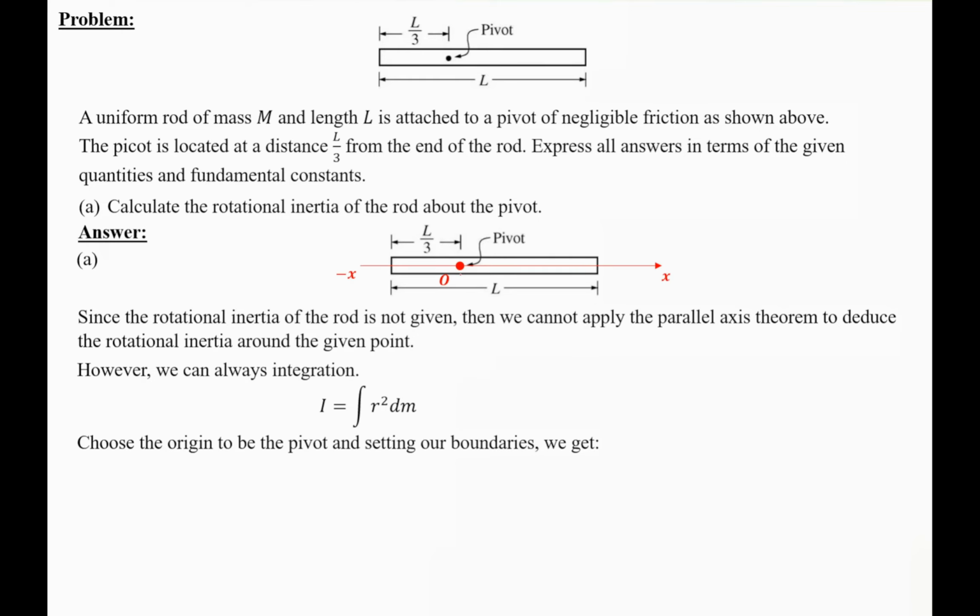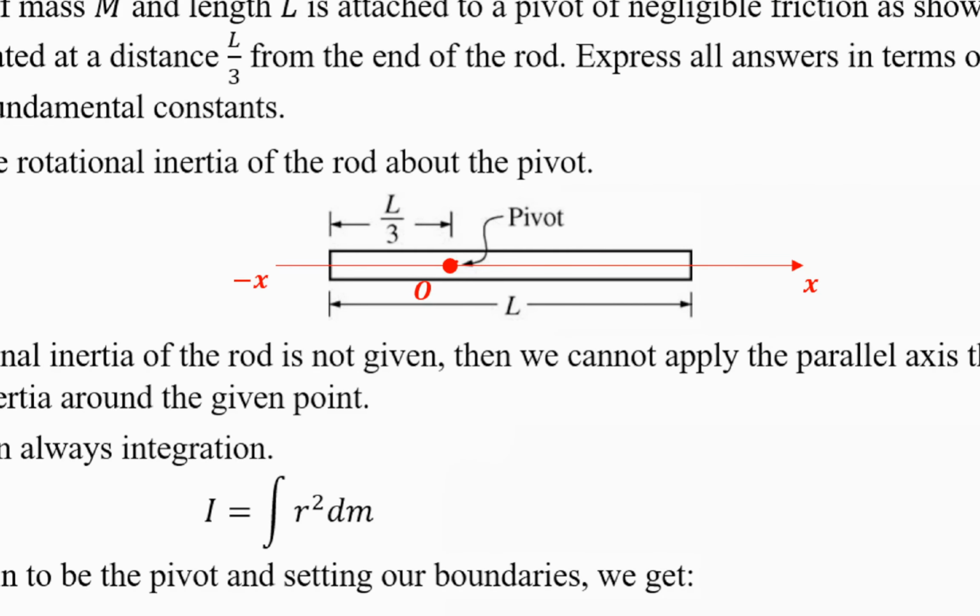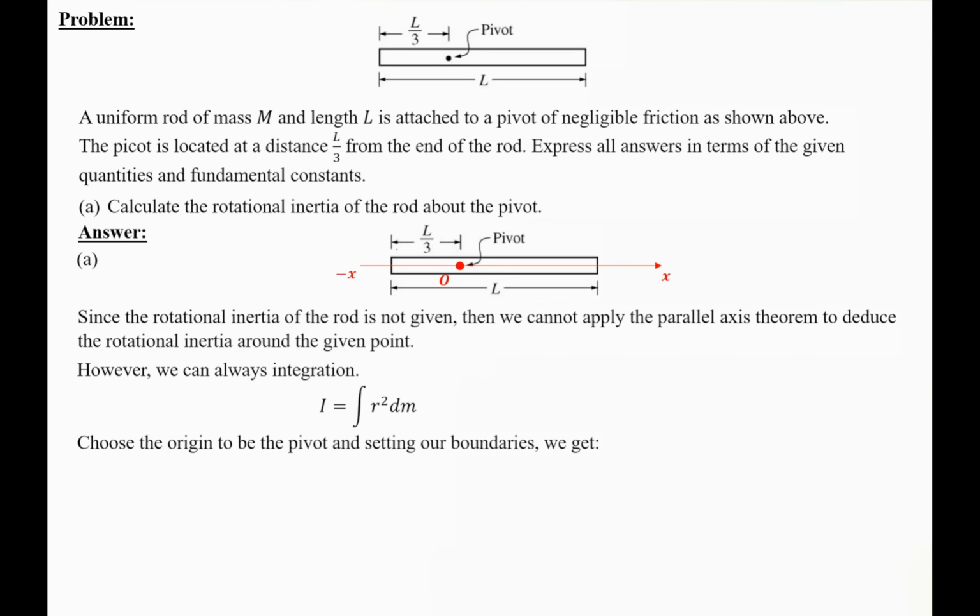So we're going to choose the origin to be the pivot itself, and we're integrating from the left end of the rod to the right end of the rod. Now remember that this is an oriented axis. Any position to the left would be negative, any position to the right would be positive.